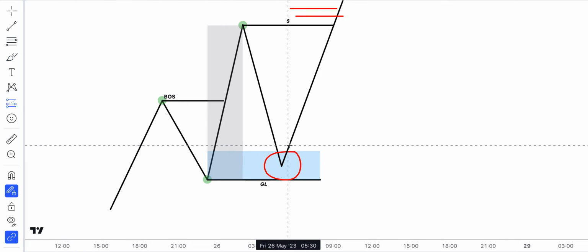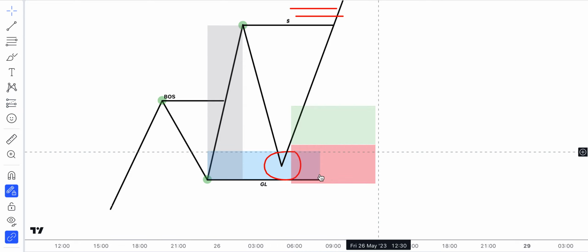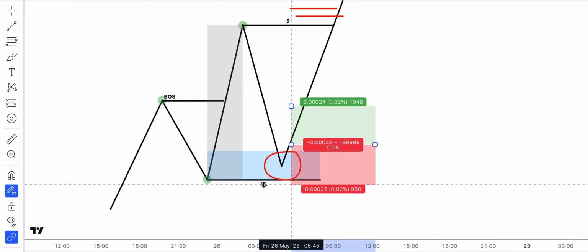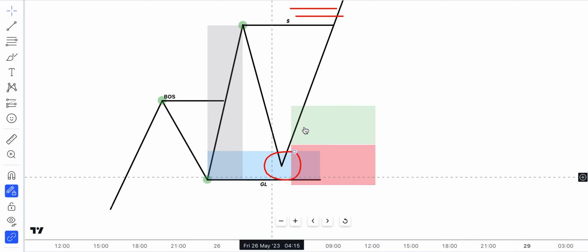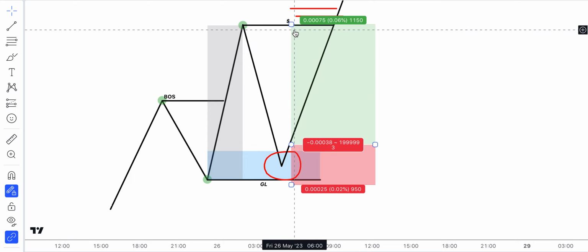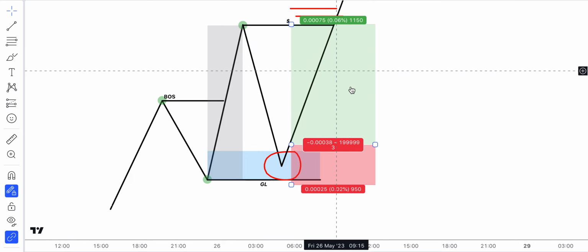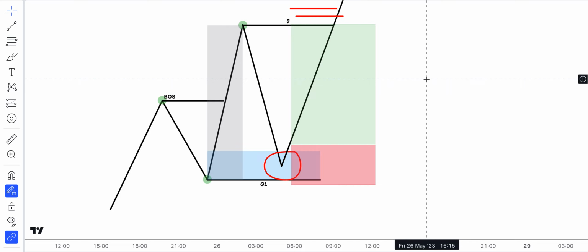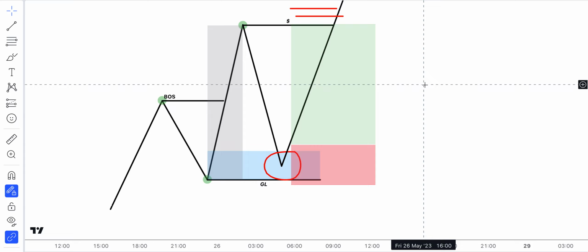So we get long, just say somewhere in here. Stop loss will go below the rejection candle. You may want to give it a little bit of room below the guarded low. Target, you're going to be looking at equal highs as a first TP, and then for further continuation. That's the long setup. And that's an objective approach to placing a long trade using smart money concepts.